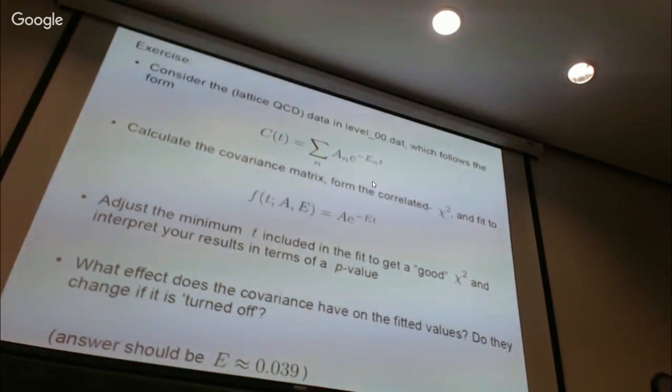Anyway, this was the exercise I gave you guys last time. That concludes our discussion of correlated chi-square fitting. If anyone has any questions. Okay.